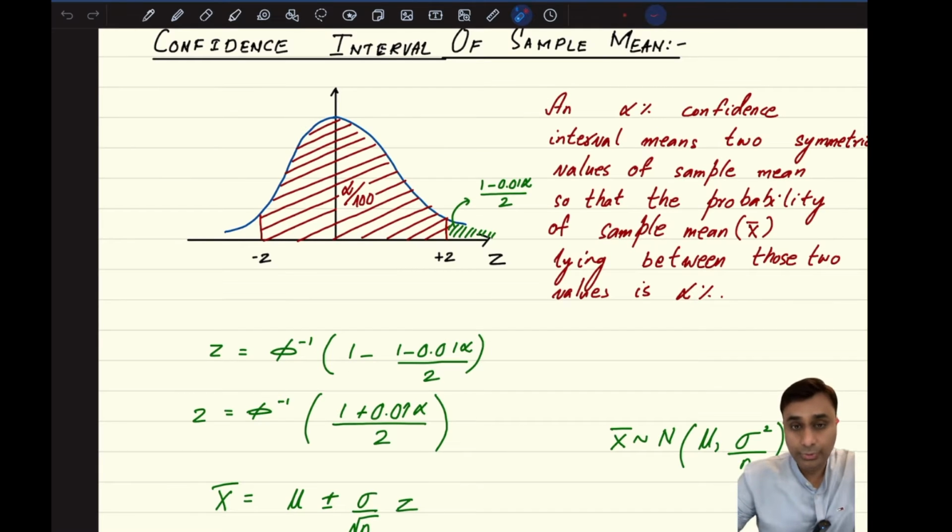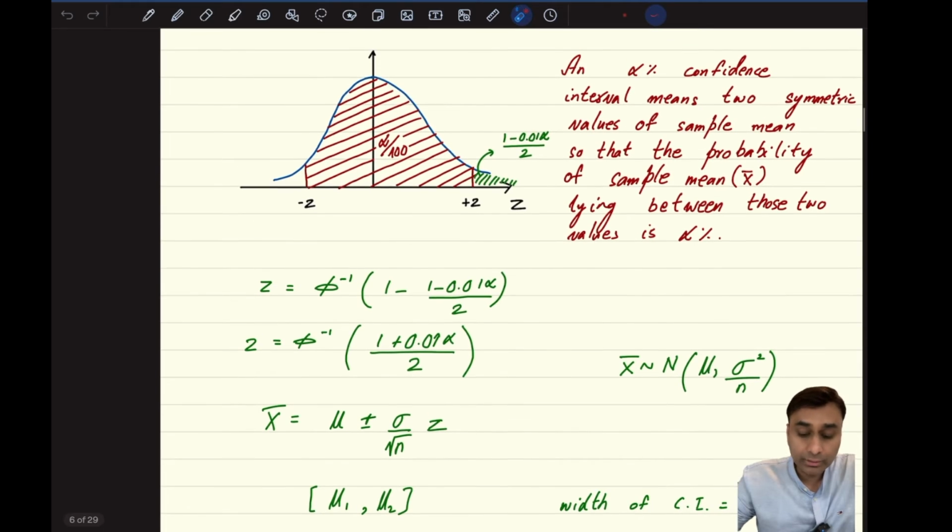Next, you should understand what is meant by the confidence interval of the sample mean. You will always find a certain percent confidence interval, like an alpha percent, which could sometimes be 90%, 80%, 95%, or maybe 98%. An alpha percent confidence interval means you are looking to find those values of the mean between which the probability of the sample mean lying is alpha percent. So a 90% confidence interval means you get two values between which the sample mean would lie with probability 90%, and so on and so forth.